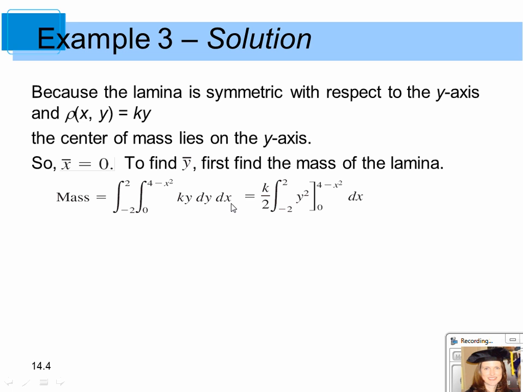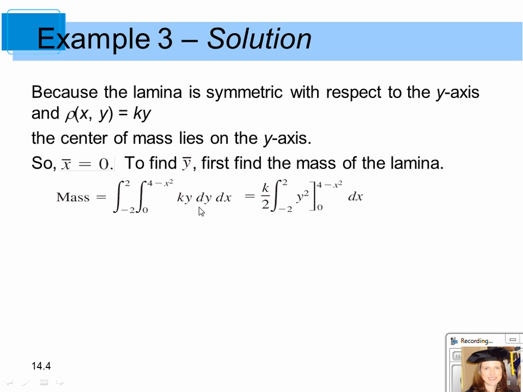To find y bar, we need to find the mass of the lamina, and remember mass is the density times that differential area. k times y is your density, and the differential area is dy dx. Your lower bound for y is 0, and your upper bound for y is 4 minus x squared. Your left x bound is -2, and the right x bound is +2.